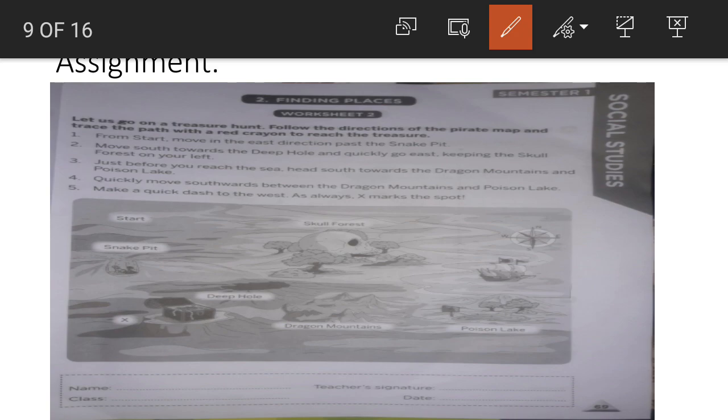So next, page 69. This is an assignment for you. Finding places, listen to worksheet 2. Let us go on a treasure hunt. Follow the directions of the pirate map and trace the path with a red crayon to reach the treasure. So use red color to trace it, to label the directions. And question number 1. What you have to do, instructions are given here.